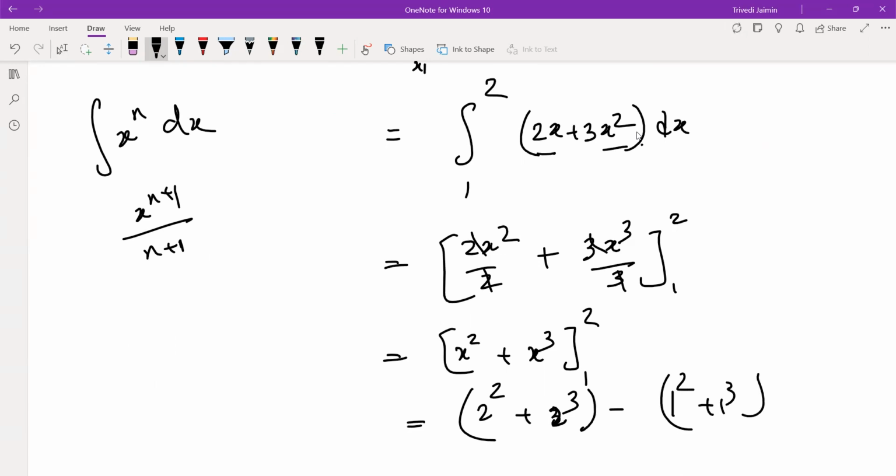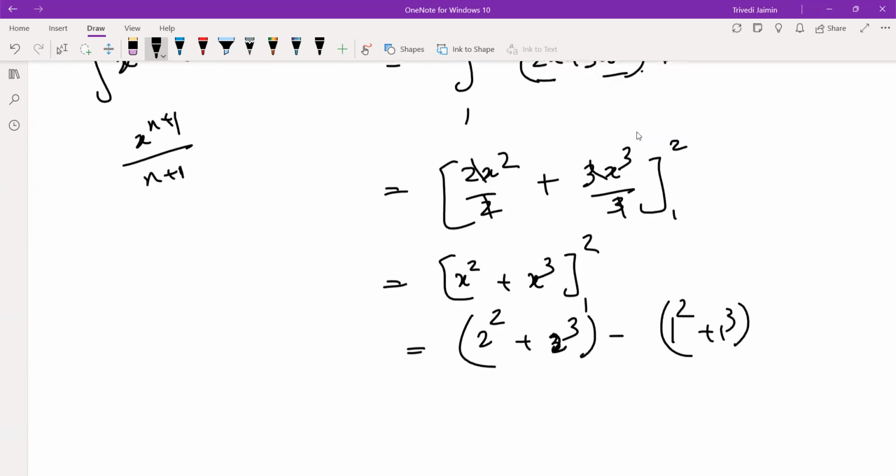So 12 minus 2 is 10. 4 plus 8 is 12, minus 2, which is 10. 10 units. That means this book's answer is wrong. They wrote 17. So how did they get 17?